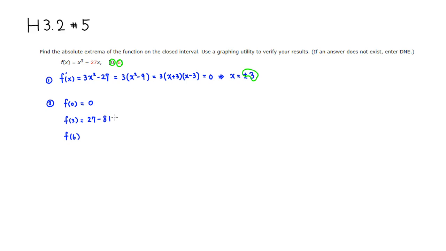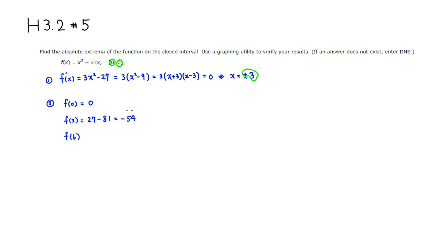So this is going to be 27 minus 81, which is negative. 81 minus 27 is 54, so we get negative 54.